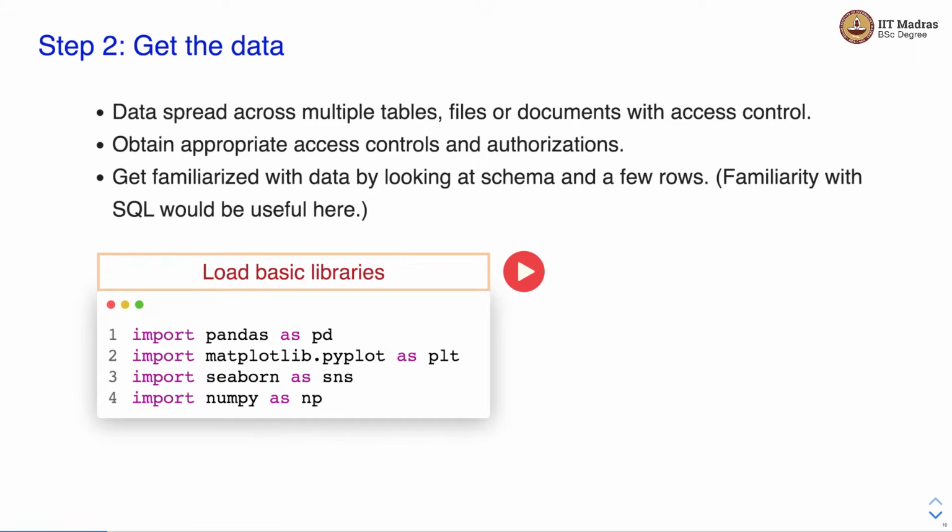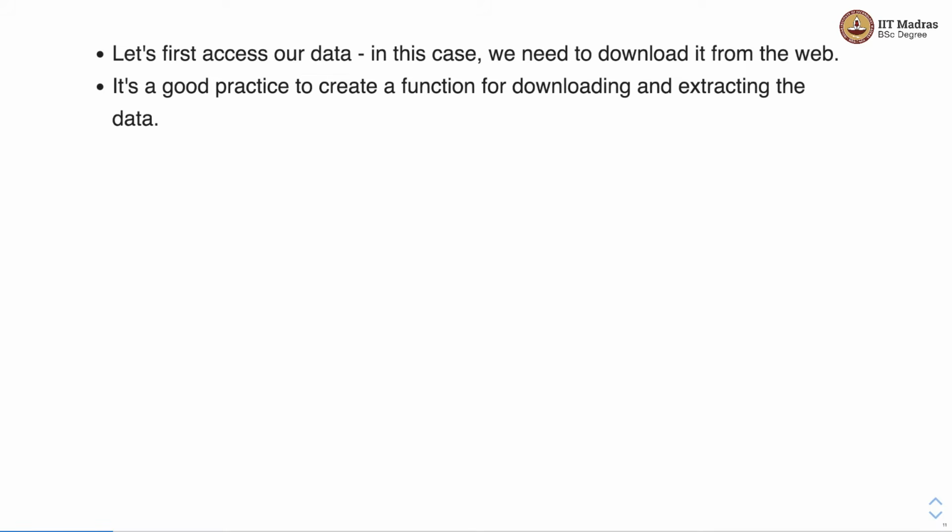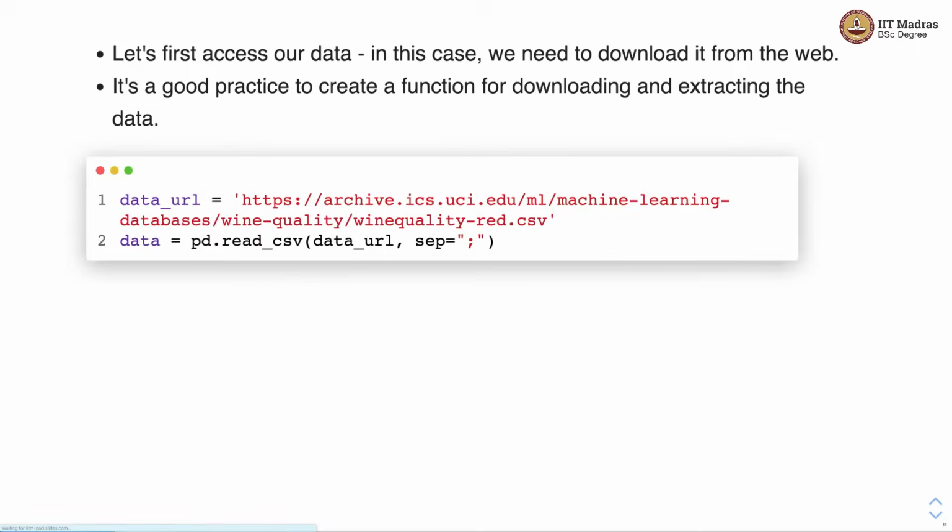We first load the basic Python libraries that are needed for our prototype solution. Let's first access our data. In this case, we need to download this data from the web. It's a good practice to create a function for downloading and extracting the data. Here we download the data from UCI machine learning repository, and the data is in the form of comma separated values, or in a CSV format.